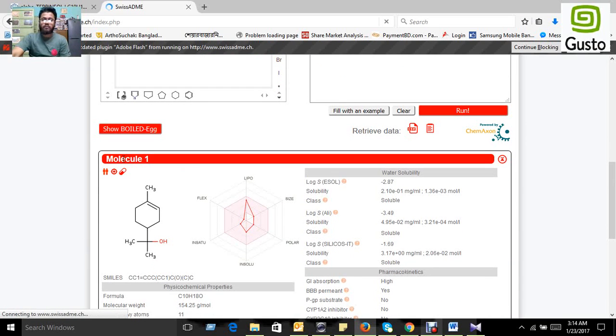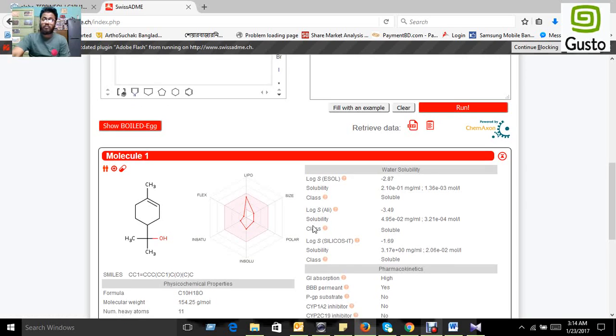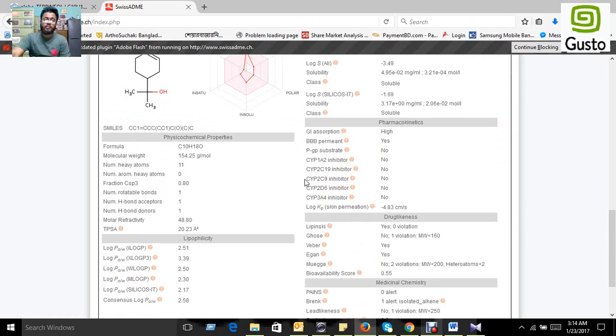There will be a prediction result for your first molecule, and you can see that the molecular weight of your given structure is 154.25. If we consider Lipinski's rule of five, the first rule is that the molecular weight must be less than 500 Dalton, and we got our result that 154.25 is less than 500.